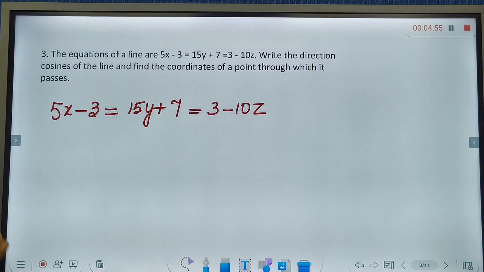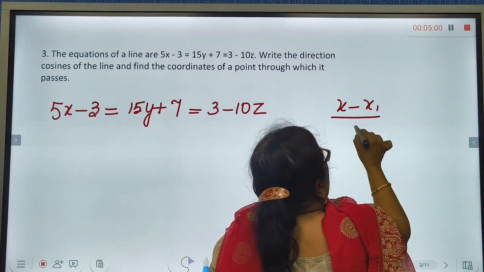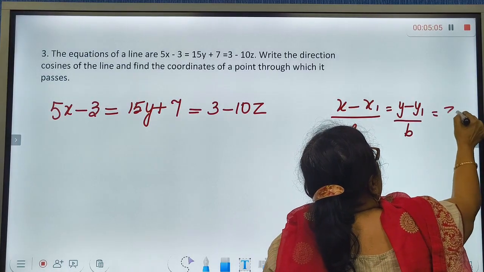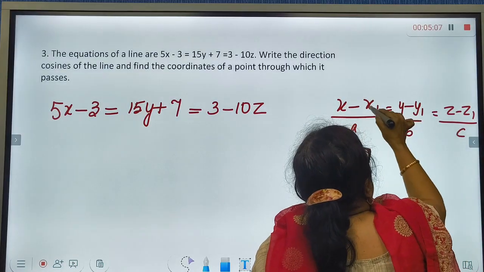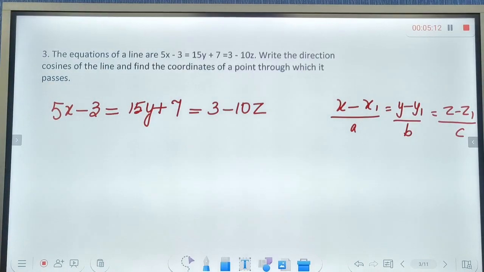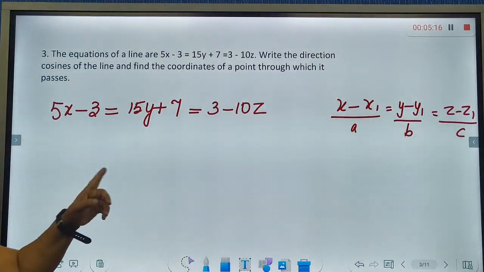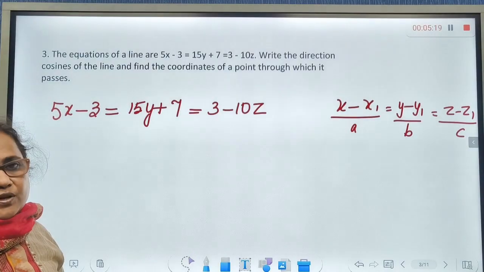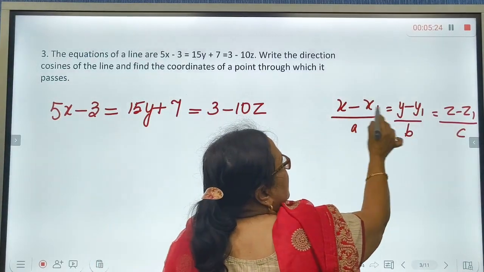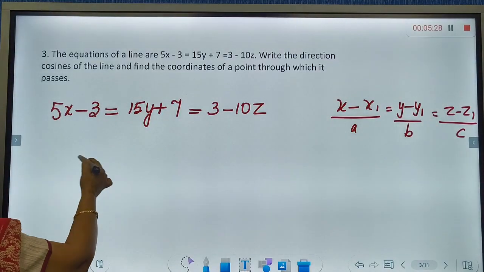What is the standard form? X minus x1 by A equal to y minus y1 by B equal to z minus z1 by C, where x1, y1, z1 represents a fixed point on the line, or the point whose coordinates we know through which the line passes, and A, B, C represent the DRs of the line. Now that means here you observe the coefficient of x, y, z, the variables are all 1. So we have to redefine the same thing.